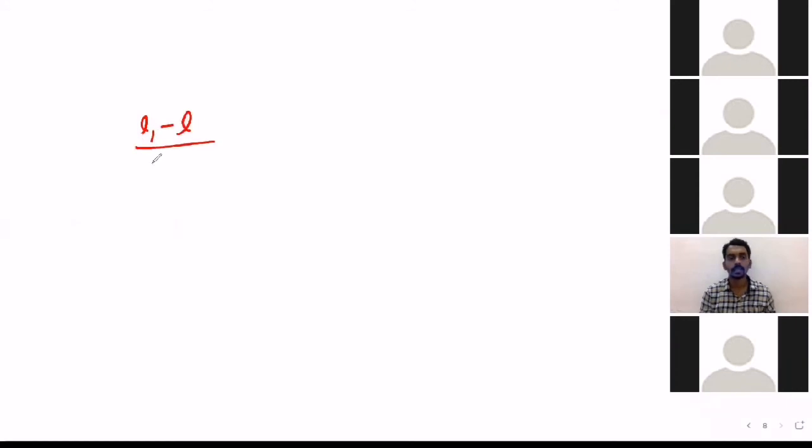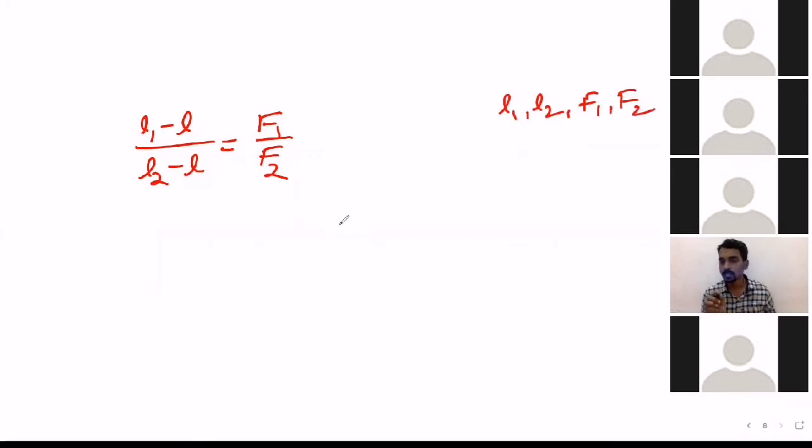L1 minus L, delta L2 is what? L2 minus L equal to F1 by F2. Whenever they are asking to derive something, they have not given any numerical values here. The answer must be in terms of the given quantities. What are the given values they have given? L1, L2, F1, F2. So the answer must be in terms of those things.